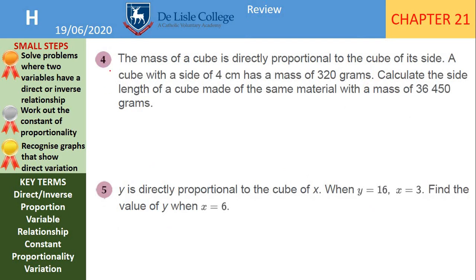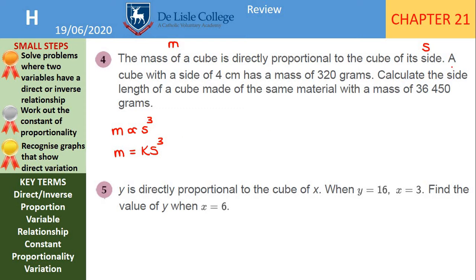Question 4. The mass of a cube is directly proportional to the cube of its side. Now here we're not given the algebra to use, so let's use m for the mass of the cube and let's use s for the length of its side. So m is directly proportional to the cube of its side. That will give me the formula m equals ks cubed.